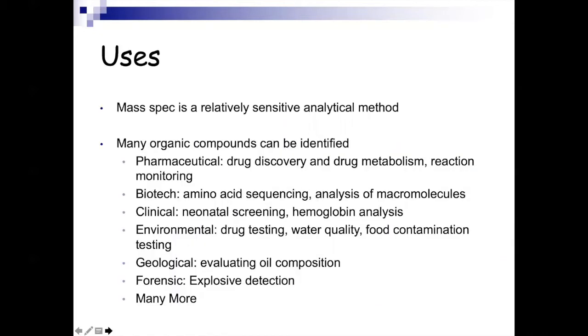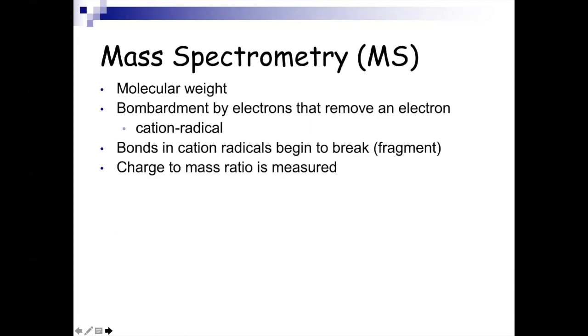The ions that we want, we use the magnet to get them to come right through the slit, right into the detector. There's a huge number of things that we can use mass spec for, ranging from pharmaceutical, biotech, clinical, and forensic. There's many more. This is a highly useful and highly used technique for the identification and evaluation of the compounds that are in a mixture.